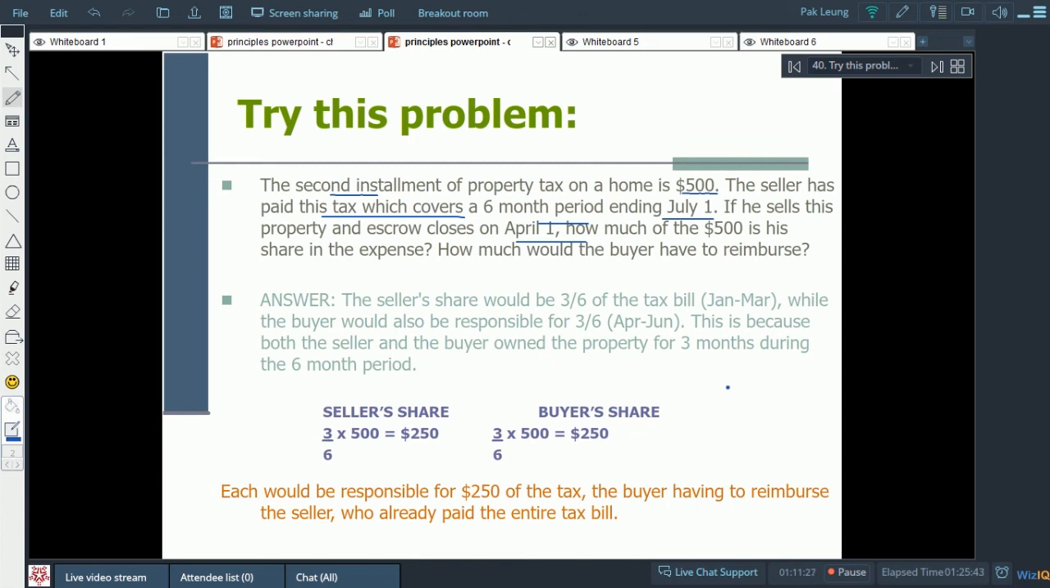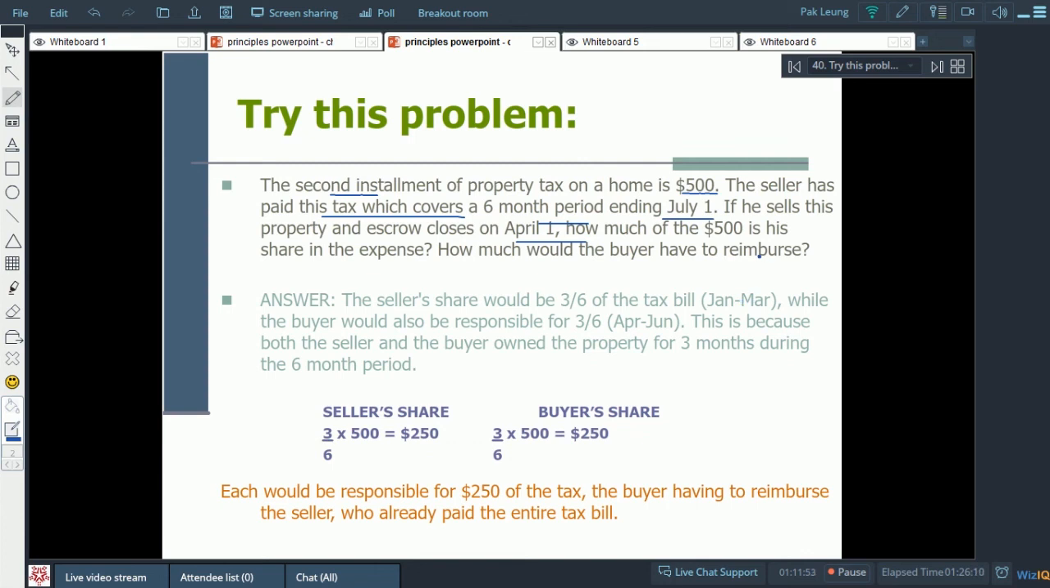March. It closed April 1st, right? So the whole month of March, February, and January. While the buyer would be responsible for April, May, and June. This is because both the seller and the buyer own the property for 3 months during the 6 month period. So they each pay half, $250 and $250.